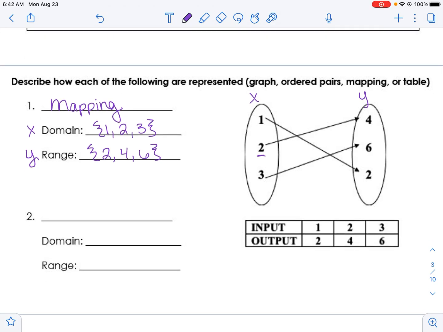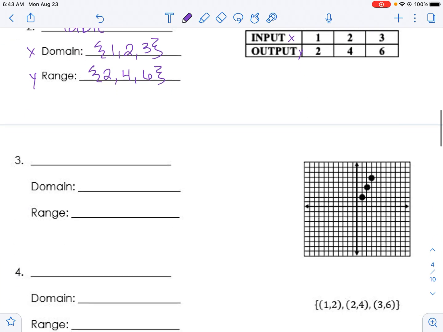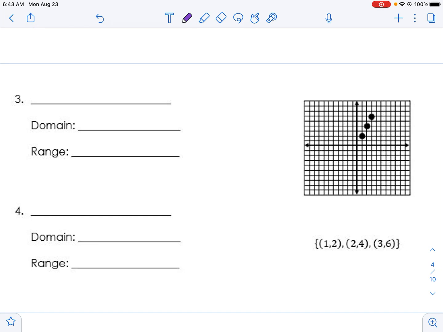Looking at the next one, we have a table. Okay, and it gives us our input and output. Remember, input is our x values, output is our y values. And I am going to list the domain, again, our x values, which is 1, 2, and 3. Our range is our y values. We have 2, 4, and 6.